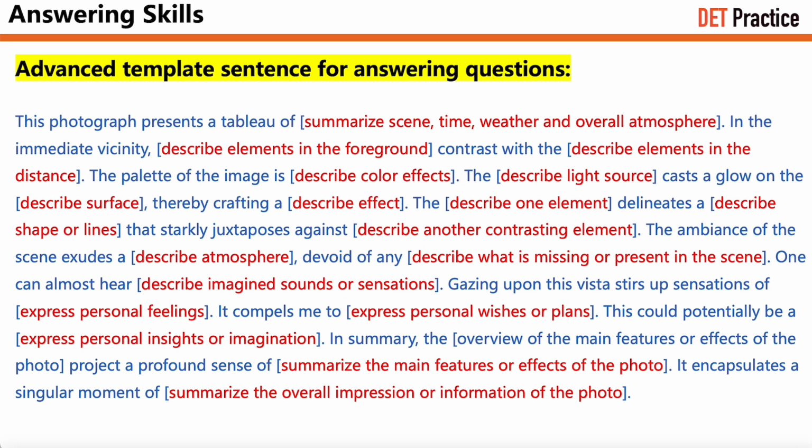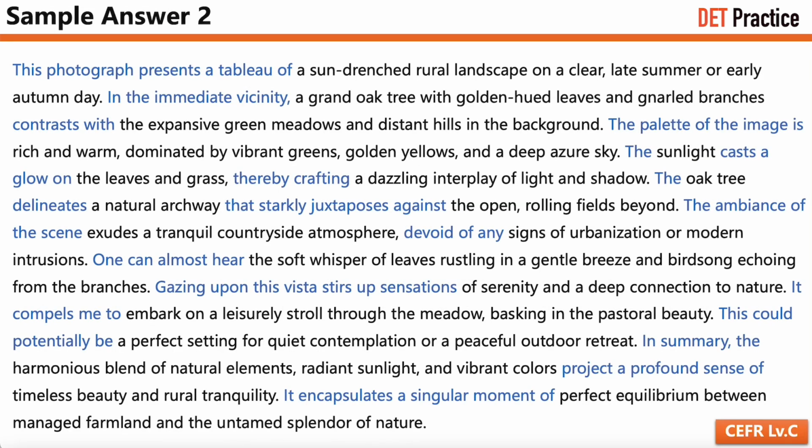This photograph presents a tableau of a sun-drenched rural landscape on a clear, late summer or early autumn day. In the immediate vicinity, a grand oak tree with golden-hued leaves and gnarled branches contrasts with the expansive green meadows and distant hills in the background. The palette of the image is rich and warm, dominated by vibrant greens, golden yellows, and a deep azure sky. The brilliant sunlight casts a glow on the leaves and grass, thereby crafting a dazzling interplay of light and shadow.